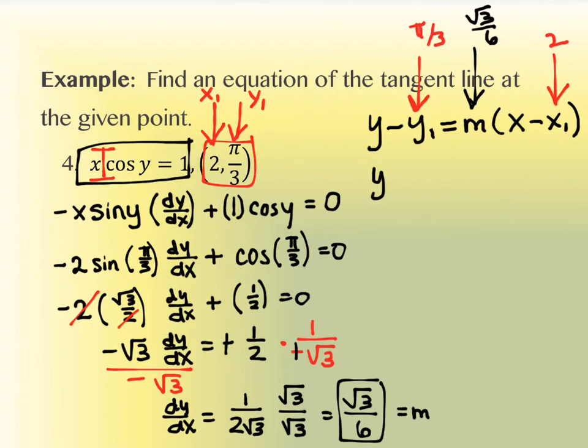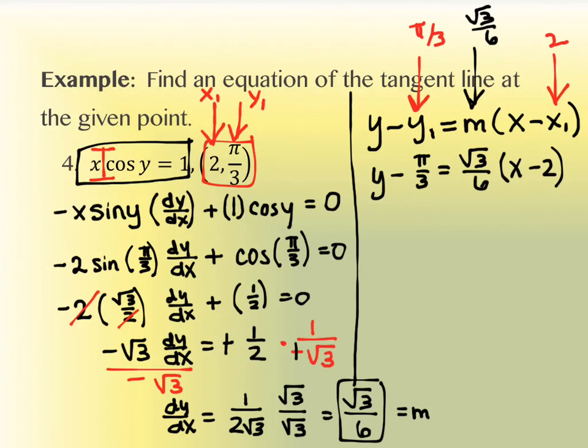My goodness. All right, so this is y minus pi thirds equals square root 3 over 6 times x minus 2. And we're going to simplify, solve this for y equals. So, we'll distribute, right? So I have y minus pi thirds equals the square root of 3 over 6 times x. What happens when I multiply square root of 3 over 6 times 2? I have square root of 3 over 3. Right? Because that gives me 2 over 6, which is 1/3. Okay, great. And then we can add the pi thirds to the other side.